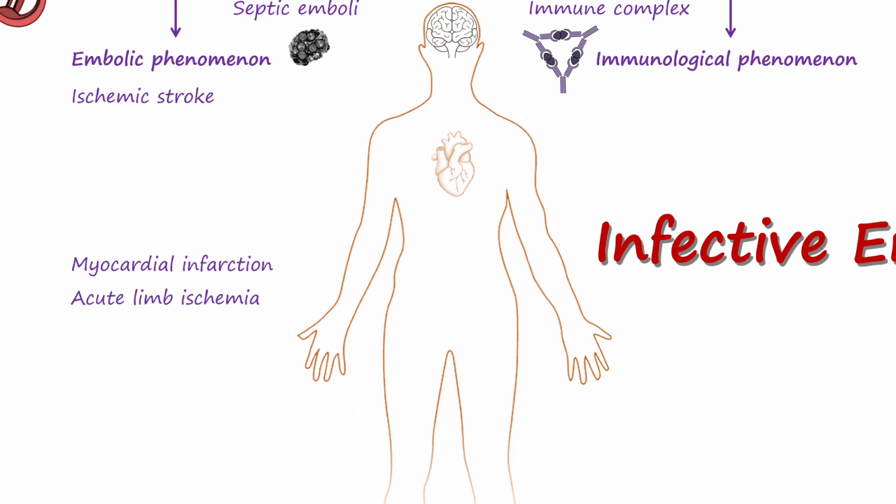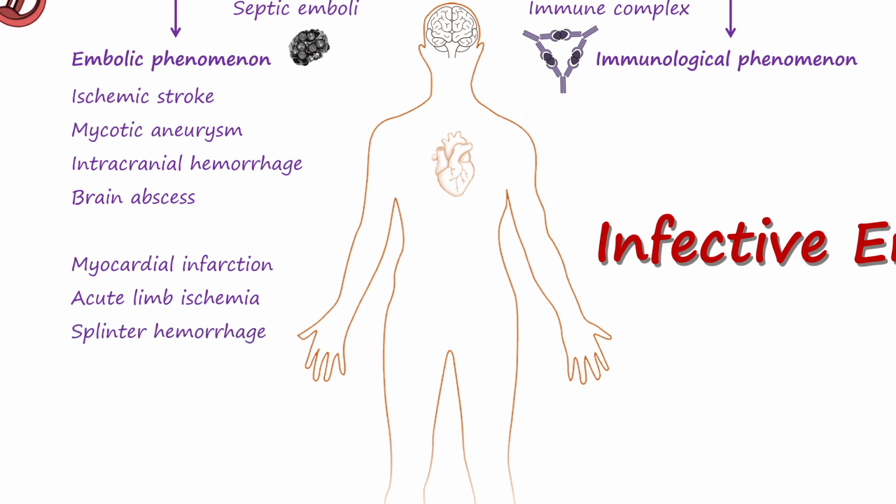The artery around the septic emboli may become weak and dilate, resulting in a mycotic aneurysm. This can also cause intracranial hemorrhages or brain abscesses. They can also lodge in the nail beds, leading to splinter hemorrhages or macules and papules on the palms and soles, known as Janeway lesions. These skin lesions are painless. They can travel to the spleen and kidney, causing infarct or abscess in respective organs.